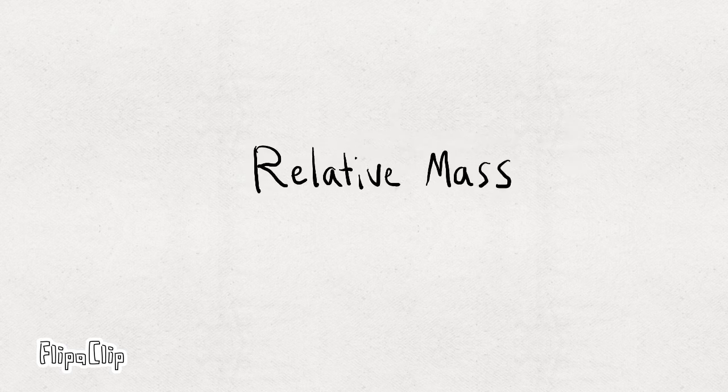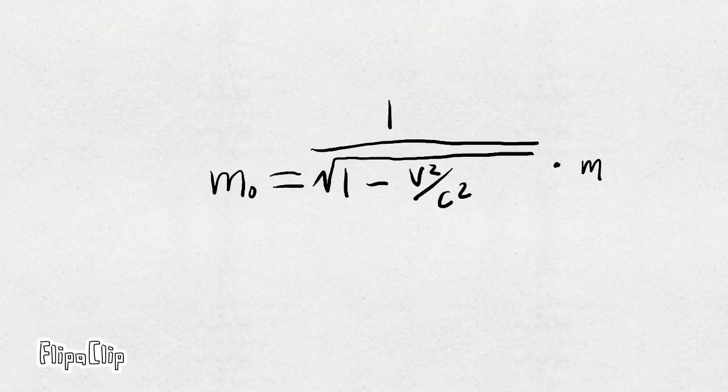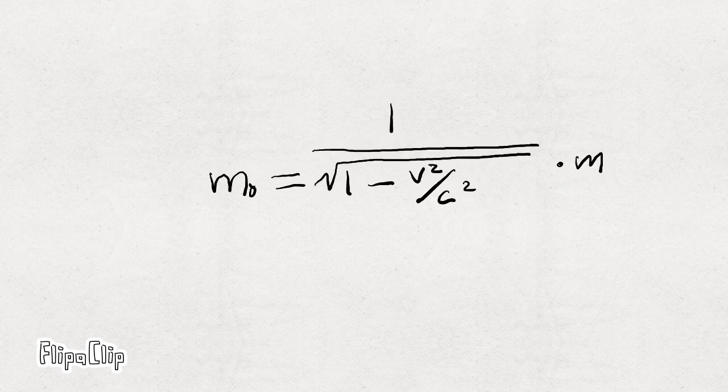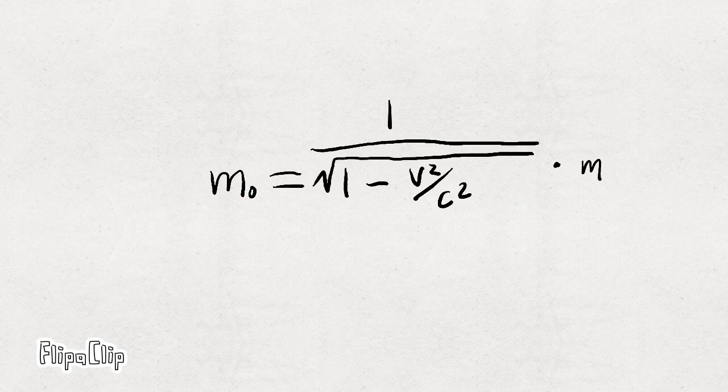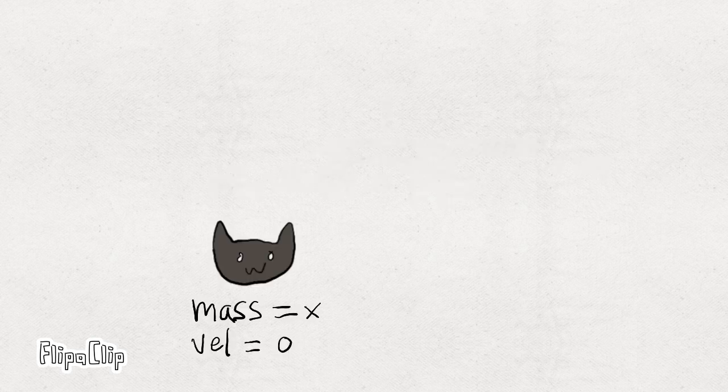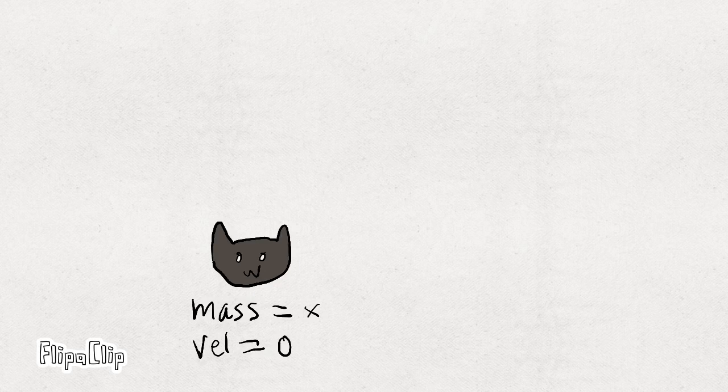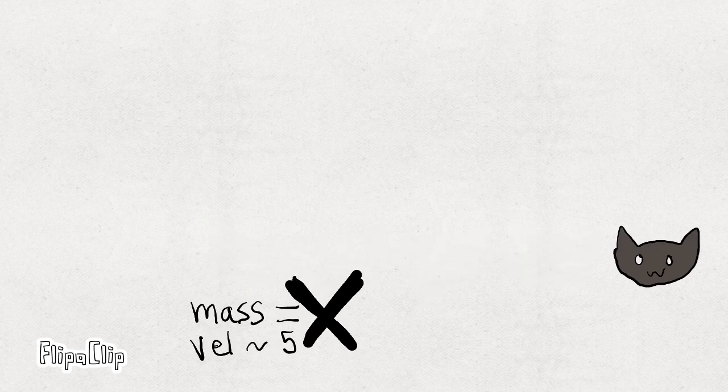Relative mass is also similar to the previous two, again using a similar equation. M0 equals 1 over the square root of 1 minus v squared over c squared times m. There is a difference between the rest mass of an object and the relativistic mass of the object in order to maintain the law of conservation of momentum.